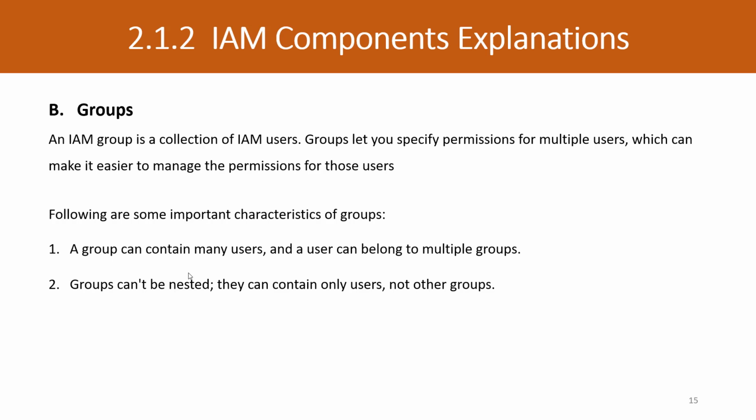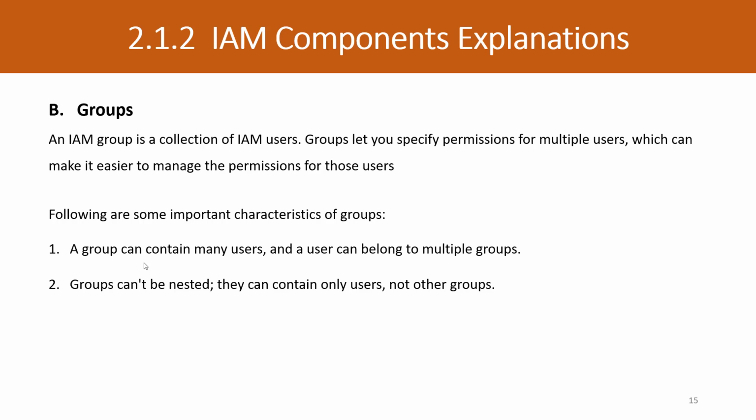So what are the characteristics of a group? A group can contain many users, and a user can belong to multiple groups. So suppose in a group we can have multiple users, as many users as we want, and a user can be a part of multiple groups. So suppose there is an employee who can be a part of the employee group as well as a part of the developer group. So this is how we can segregate groups.